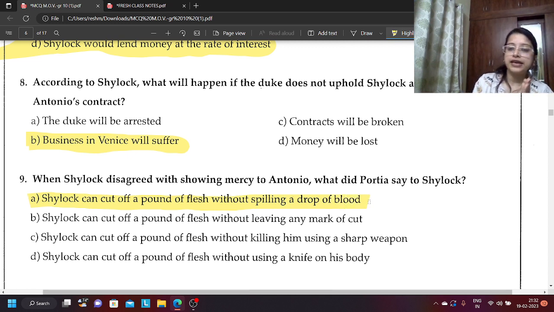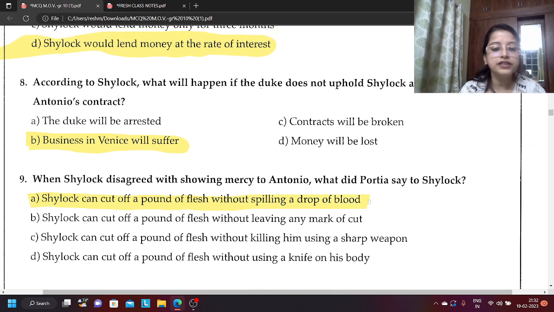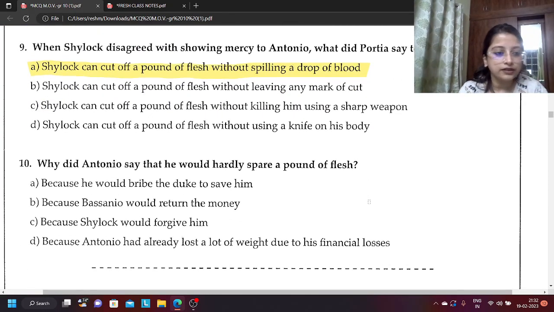Okay. If I am a little fast, just pause the video, think what will be the answer, then play it. Then check whether the answer is right or not. Okay. I'm going a bit fast so that we can do more number of questions. Okay. Number 9. Number 10.